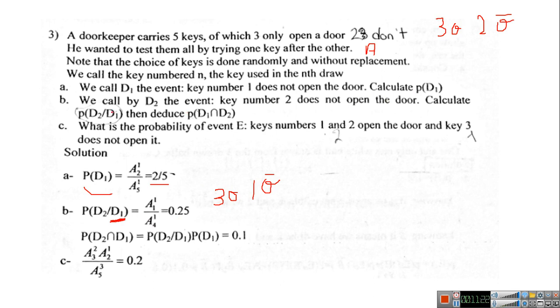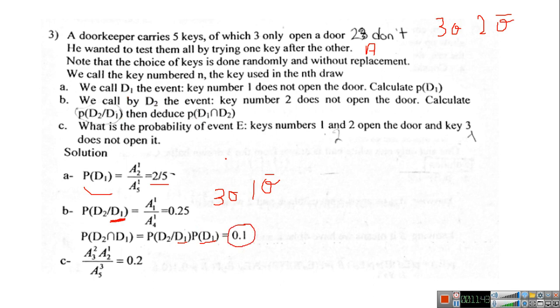Okay, then deduce P(D1 ∩ D2). I have an intersection, so I look for D2 knowing D1. We have it here: P of D1 intersecting D2 will be P of D2 knowing D1 times P of D1. I have D2 knowing D1, and I have P of D1, which is 0.1.